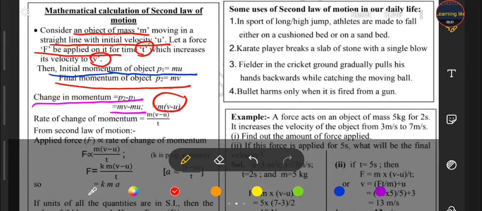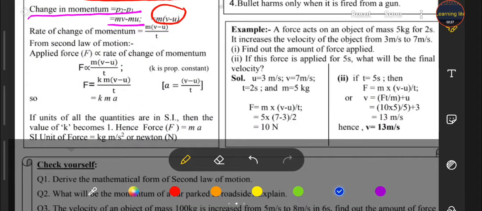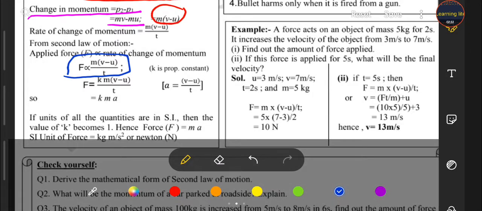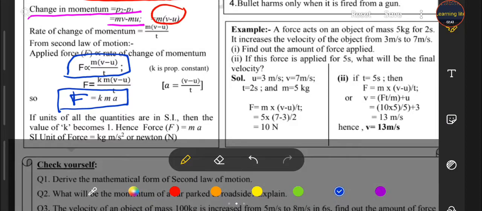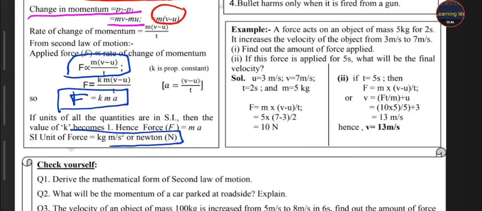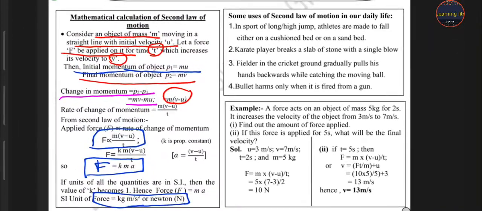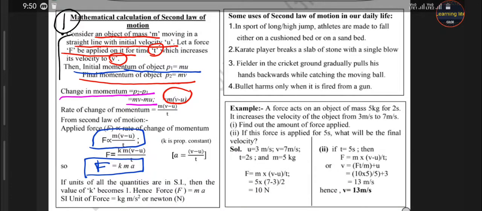And what is the second law of motion, student? According to the second law of motion, force is directly proportional to the rate of change of momentum. Rate of change means we have to divide the change in momentum by time, and from here we get force is equal to k m a, and the unit of force is Newton or kilogram meter per second square. This is the answer of your first question, student. We had to calculate the mathematical expression.